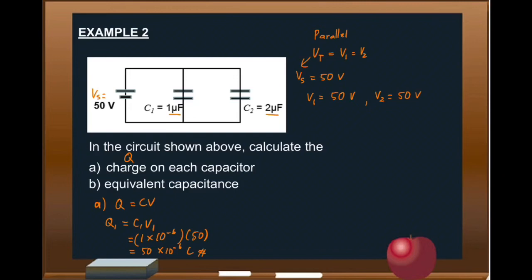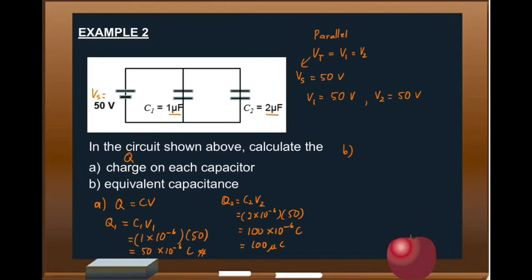And then we want to find the charge on capacitor 2. So Q2 is equal to C2V2. C2 is 2 times 10 to the power of negative 6 multiplied by 50, and you will get Q2 equal to 100 times 10 to the power of negative 6 coulomb. Or you can also write this as 100 microcoulomb.